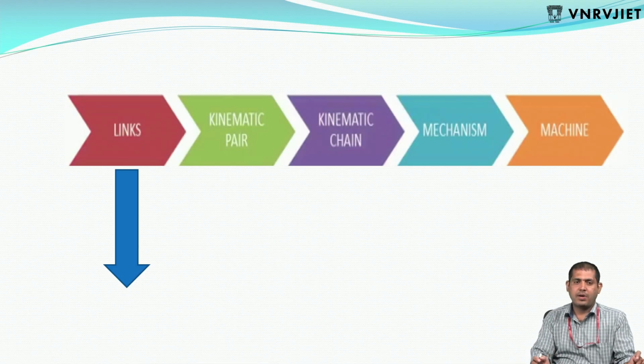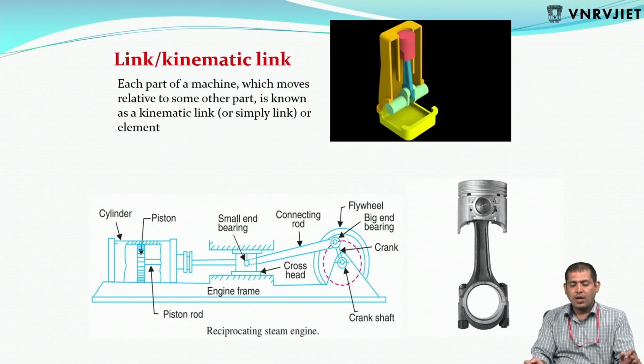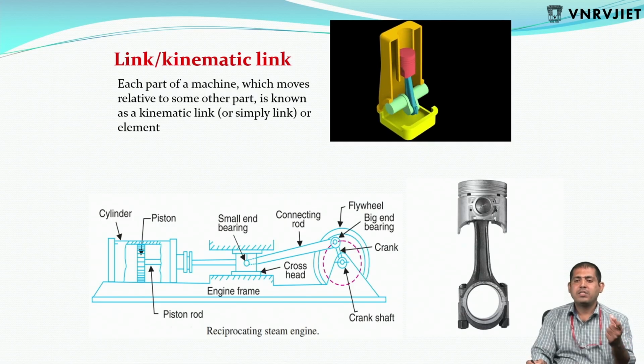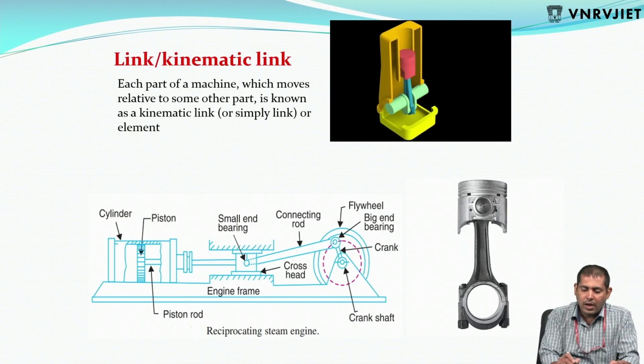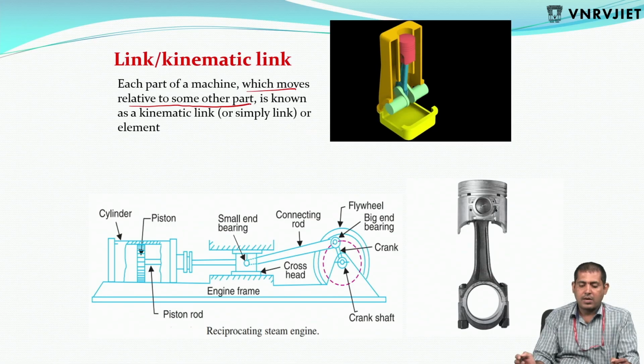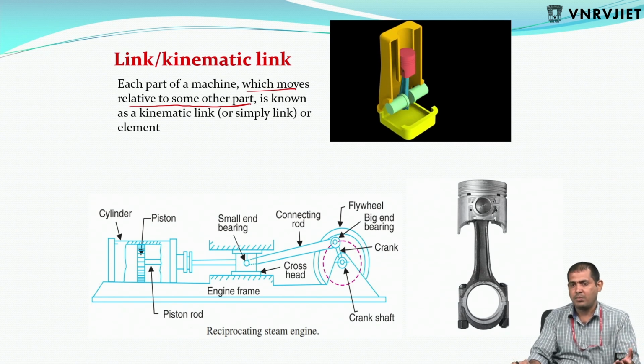Let us move to the first part, links. In general, what is a link? A link is a machine part, or we can say an element or a member. We can define it as anything which moves relative to some other part. It is connected between 2 parts, and the main purpose is to transmit motion from one part to another part. It is just like a member.